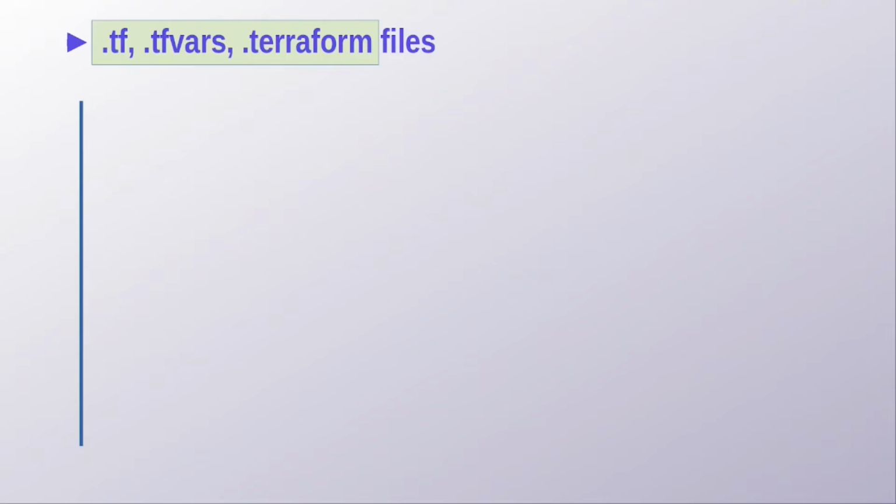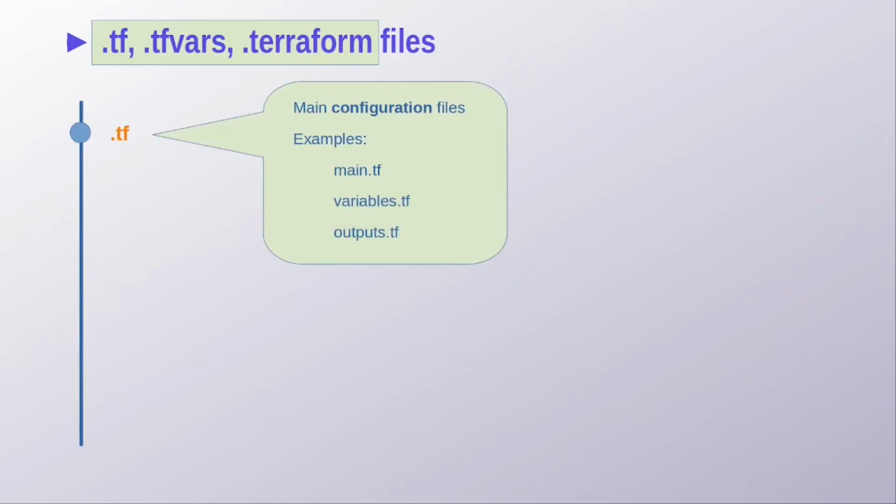Important Terraform file types. First, .tf files. These are the main configuration files written in HCL. Common files: main.tf for resources, variables.tf for input variables, outputs.tf for output variables. You can split files by purpose, not by Terraform rules.